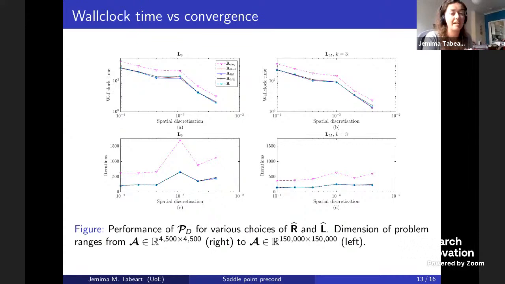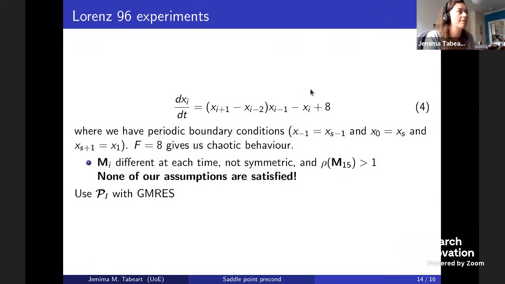So we expect further benefit if we exploit that structure in practice. That was a setting where all of our assumptions are satisfied, but that's not very realistic for real problems. What happens if none of our assumptions are satisfied for the theory? So I'm going to present the second case study, which is using the Lorenz 96 problem.